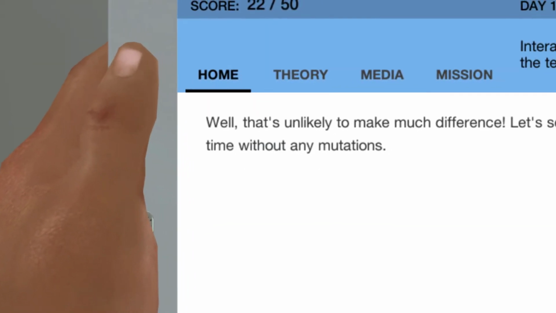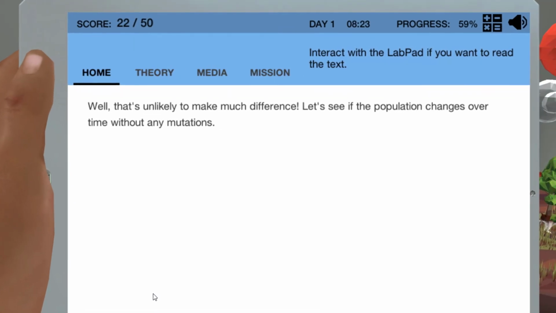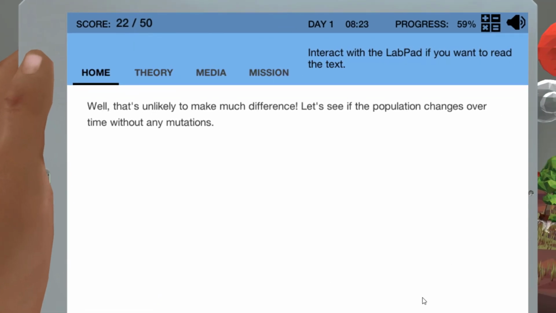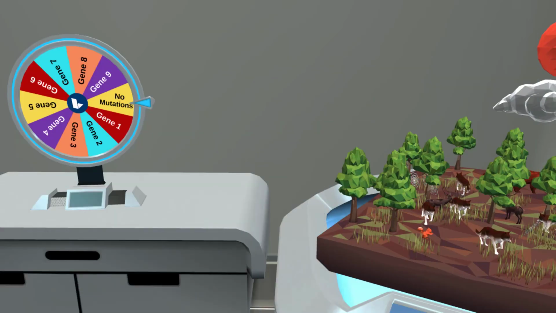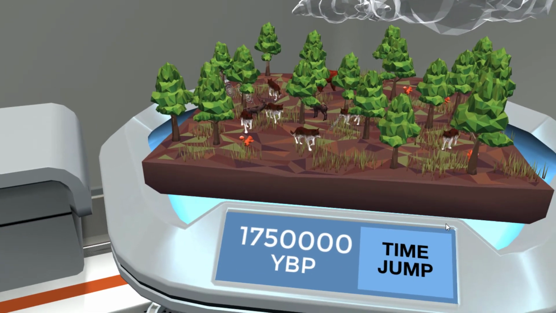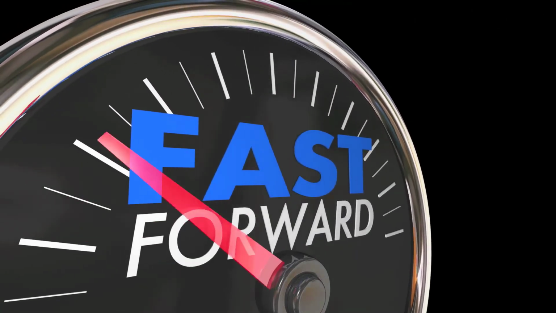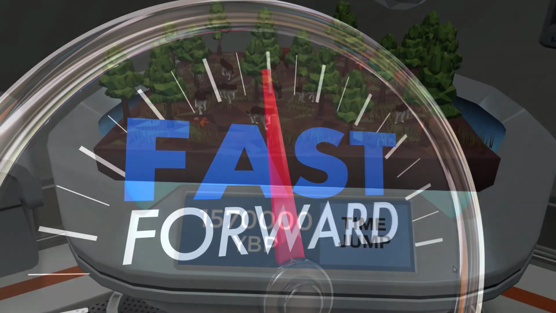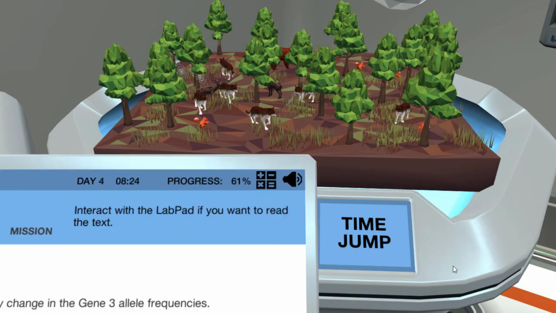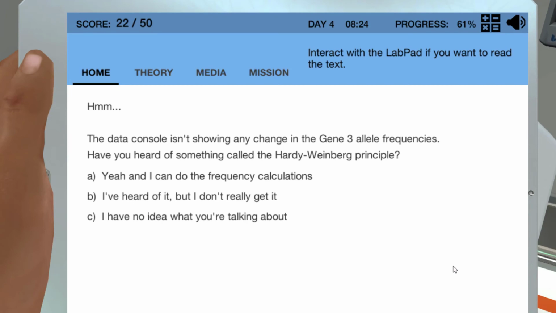Well, that's unlikely to make much difference. Let's see if the population changes over time without any mutations. Trigger a time jump using the button on the holo table and check for colony differences. The data console isn't showing any change in the Gene 3 allele frequencies.